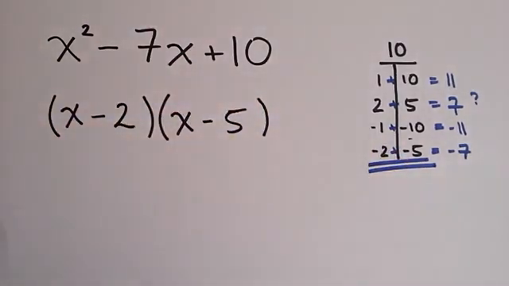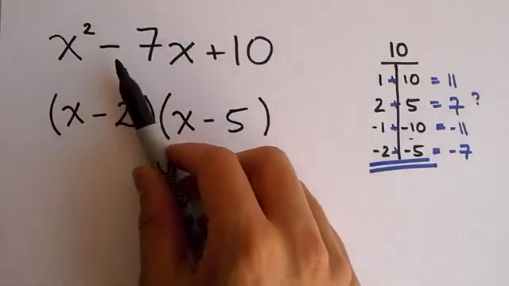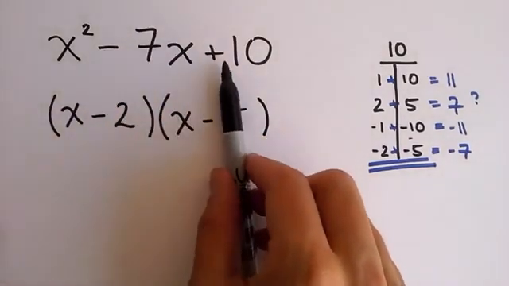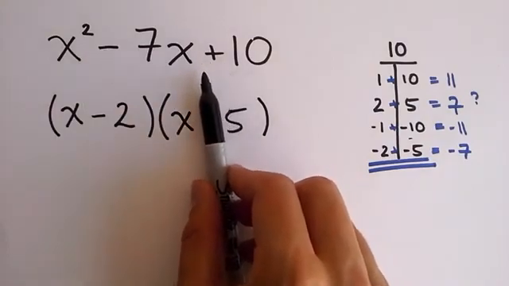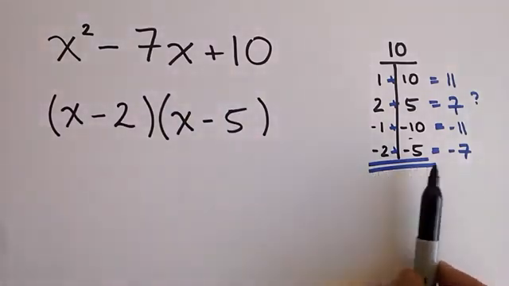and x minus 5. Pretty much a tip for this is that whenever you see a negative sign, either in the second or in the third terms of your quadratic expression, you always need to check out the negative factors of your constant term.